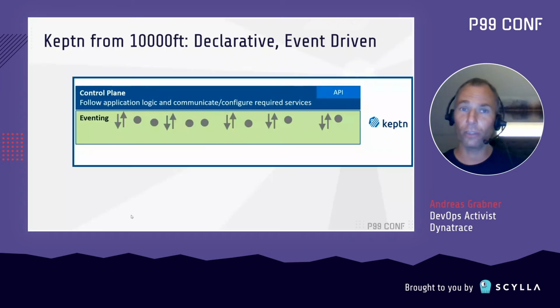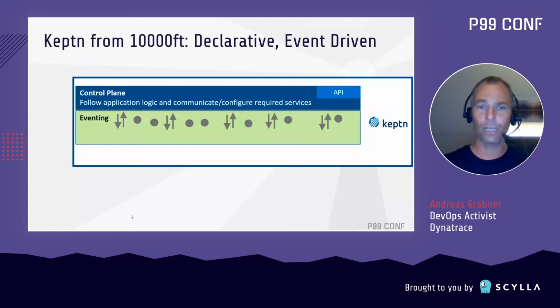If this is the first time you hear about Keptn, it's a CNCF project, a Cloud Native Computing Foundation project. It's declarative and event-driven. What does this really mean? If you install Keptn on Kubernetes, you get a control plane that is managing and later on automating your so-called automation sequences. So Keptn can do many different things, and it can automate sequences that you like to automate.